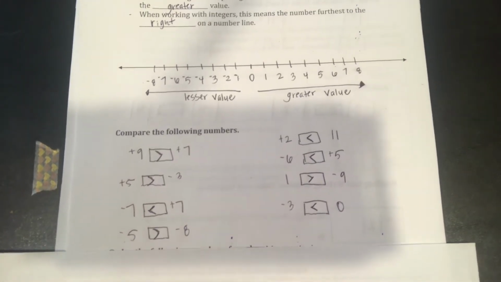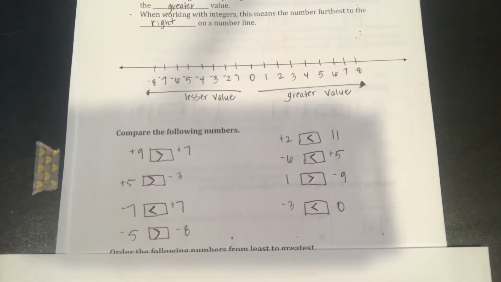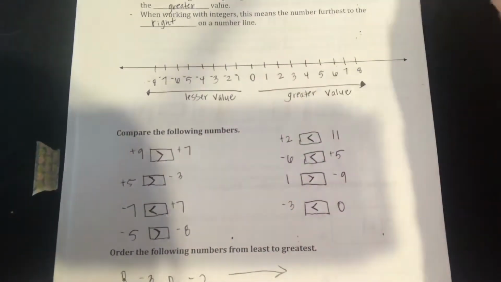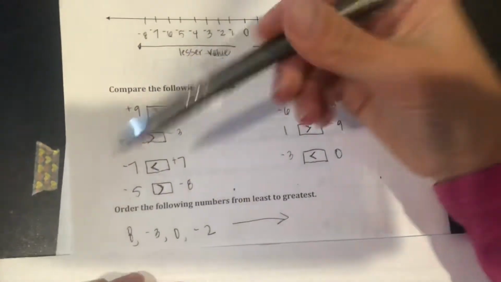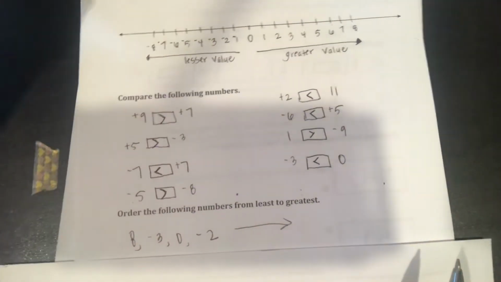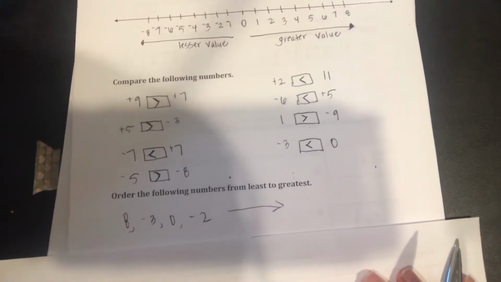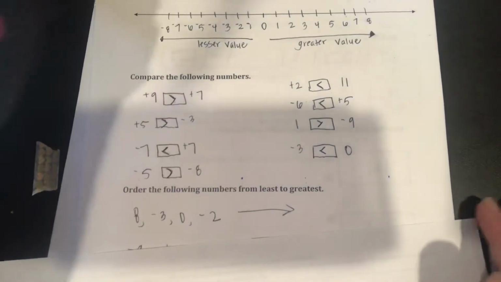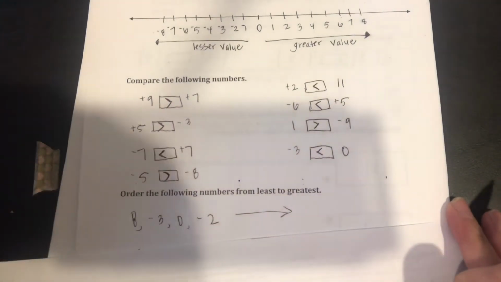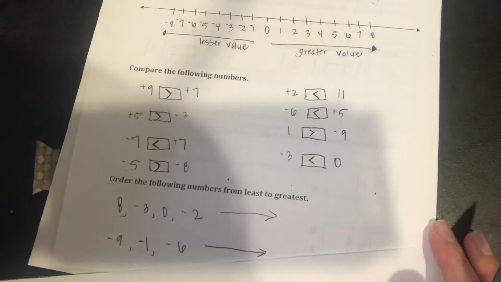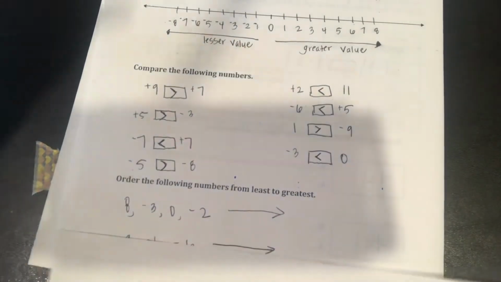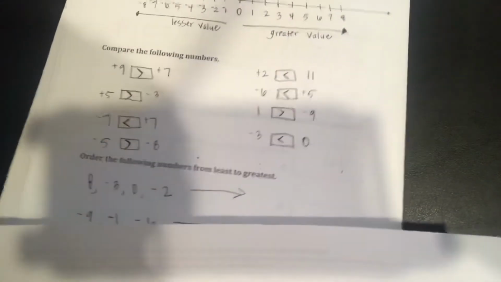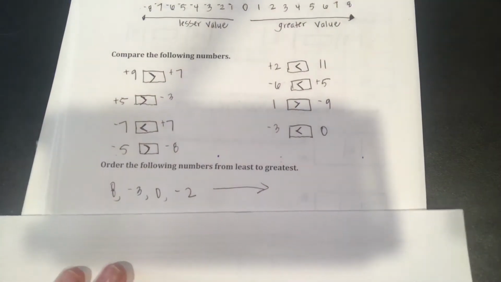Okay, now down here on the next section, I want you to write, let me pull this up a little, make sure everyone can see it. We are going to order the following numbers here from least to greatest. Let me fix my paper. Okay, so I want you to write 8, 3, 0, and negative 2. 8, 3, 0, and negative 2.